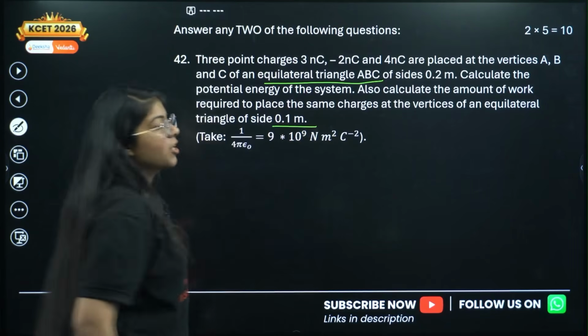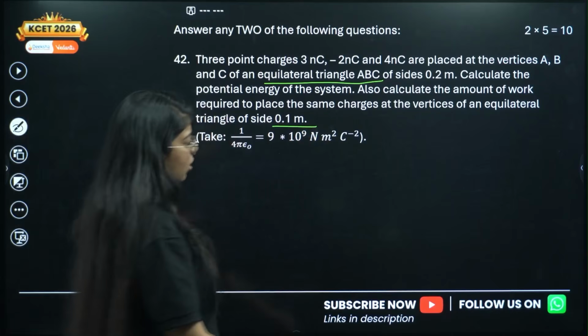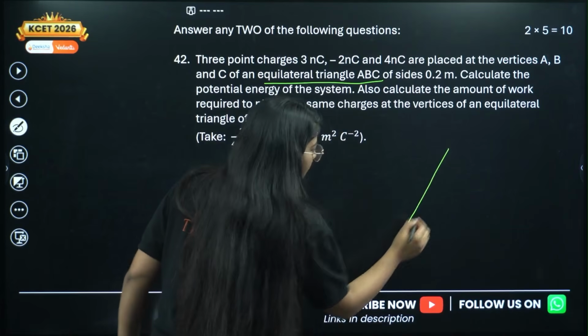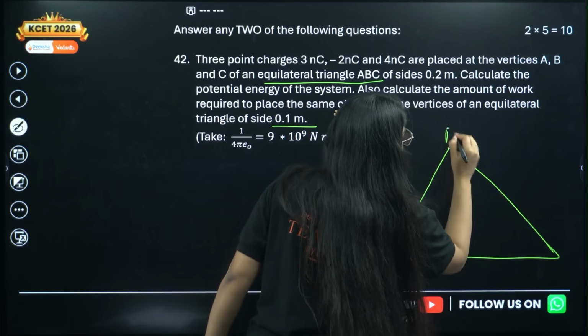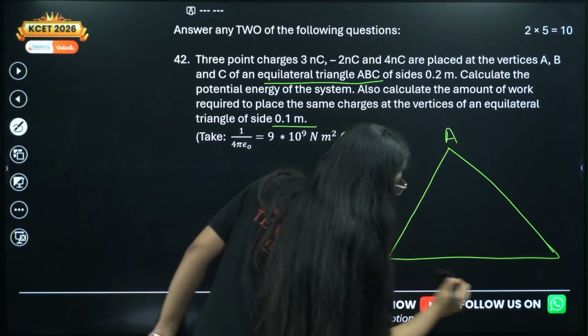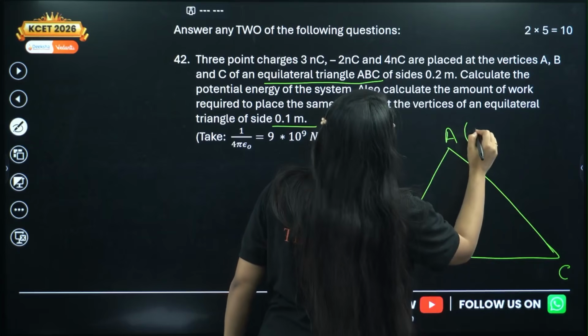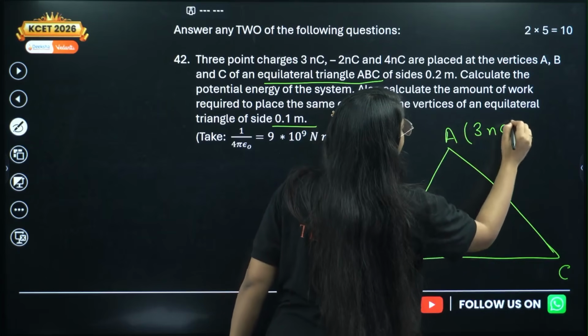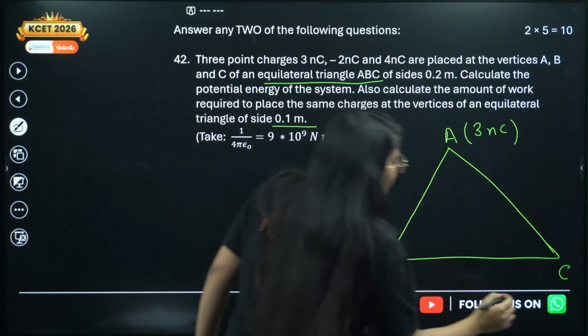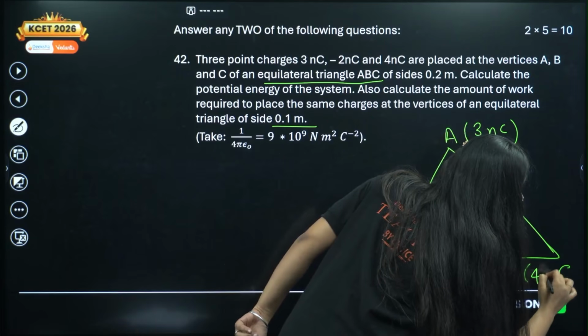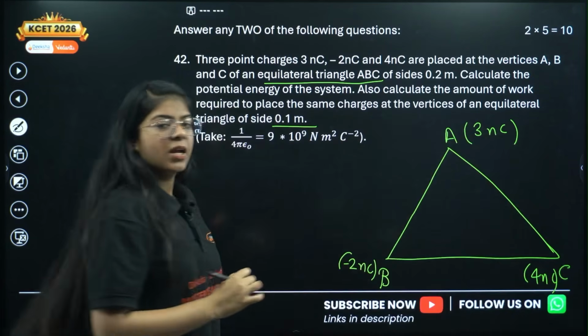So now they have changed the side. So let's just draw the diagram first. This is somewhat my diagram, correct? This is an equilateral triangle. A, B, C are the vertices. This has 3 nanocoulomb, this has -2 nanocoulomb charge, and this vertex has 4 nanocoulomb charge.